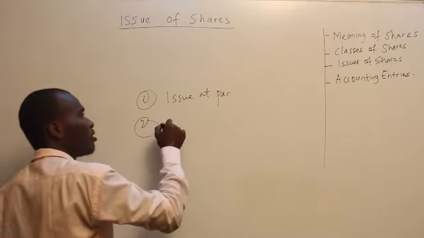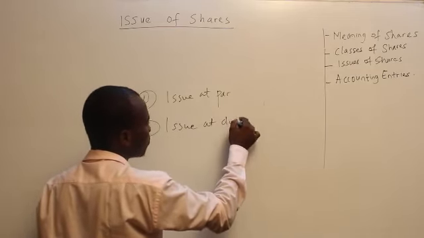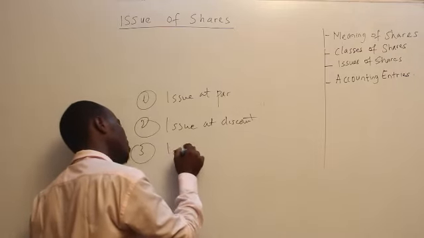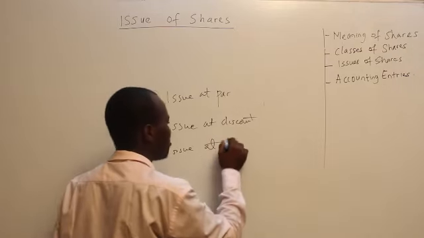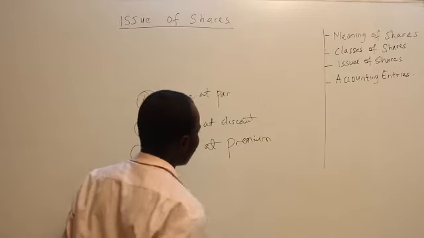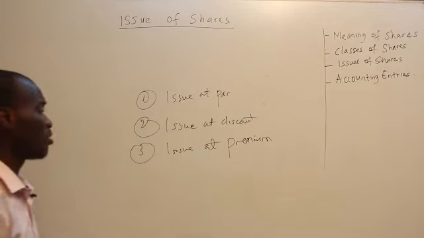To be issued at discount, and also issued at premium. So those are the three ways shares can be issued. Can be issued at par, can be issued at discount, and also can be issued at premium.